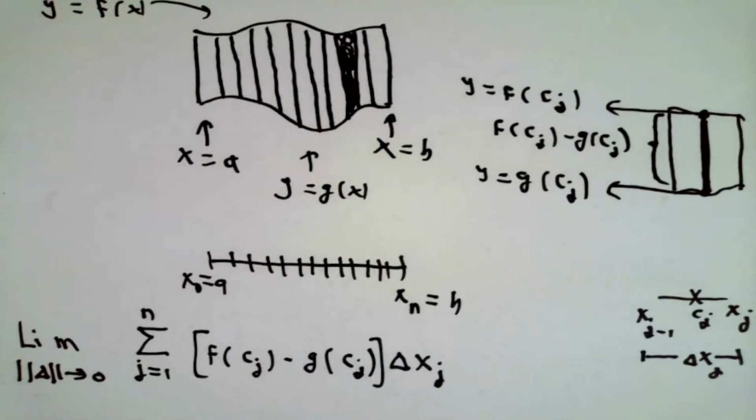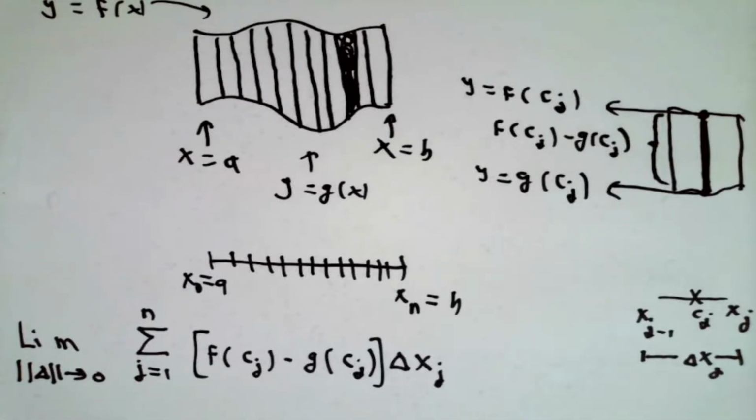So we will take the limit as the norm of the partition tends to 0. That is to say, as all of the delta xj's tend to 0, and we recognize this as the definition of something. I have the limit of a sum. The name of the independent variable is x, and I have delta x number j as a factor. I have some expression or quantity that involves c number j.